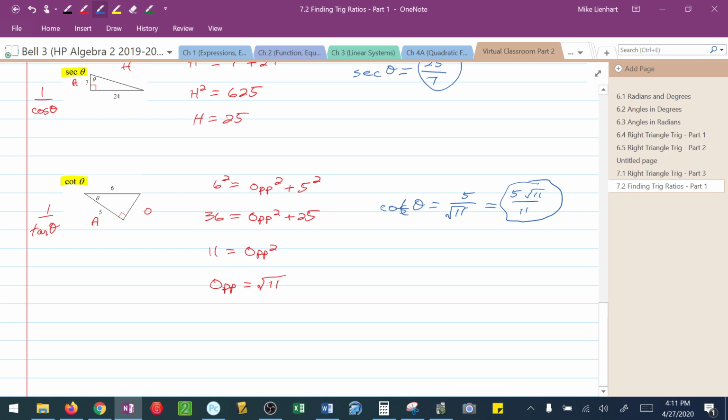Sorry, I abbreviated cotangent there. Cotangent of theta would be adjacent over opposite, and then I simplify it.